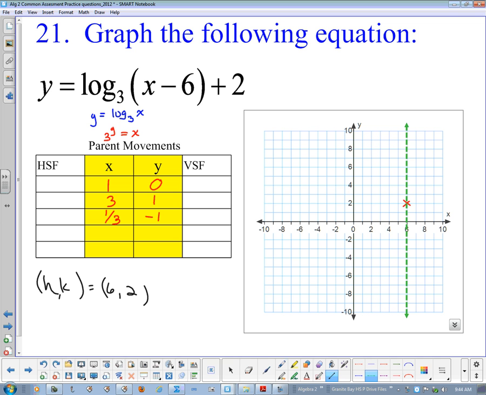Now, what we can do is look at this and think, does it have a vertical stretch factor at all? Is there a number out here? No. Don't worry about it. Is there a horizontal stretch factor? Is there a number right here? No. Don't worry about it. So we're going to graph those points from the imaginary start point, the x that you put there. So 1, 0. 3, 1. And 1/3, negative 1.